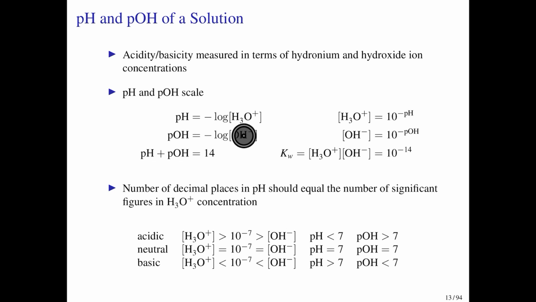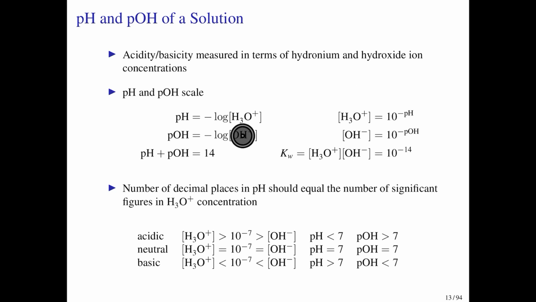So given these concentrations, you can calculate the pH and the pOH of a solution. You can also go the other way. Given the pH and the pOH, you can calculate the hydronium and hydroxide concentrations as well using the anti-logarithm. So you take the pH value that you're given, which is typically a number between 1 and 14, and then you take the negative of that number, and then you take the anti-logarithm, 10 to the minus the pH. And you can do the same thing for the pOH to calculate the hydroxide concentration.